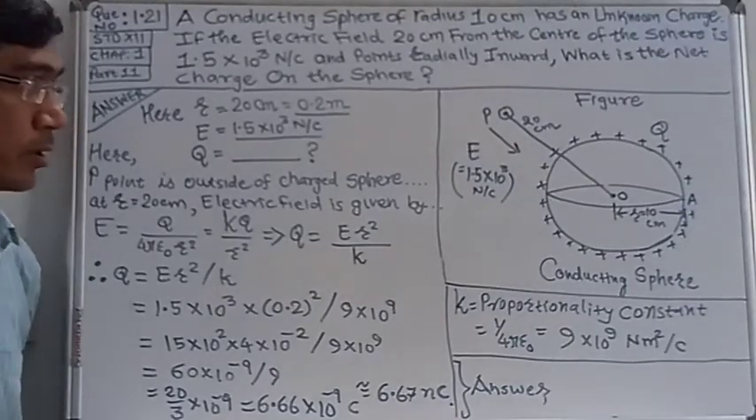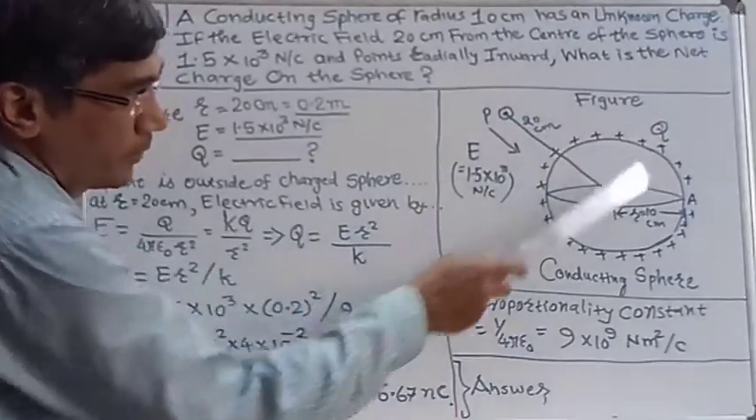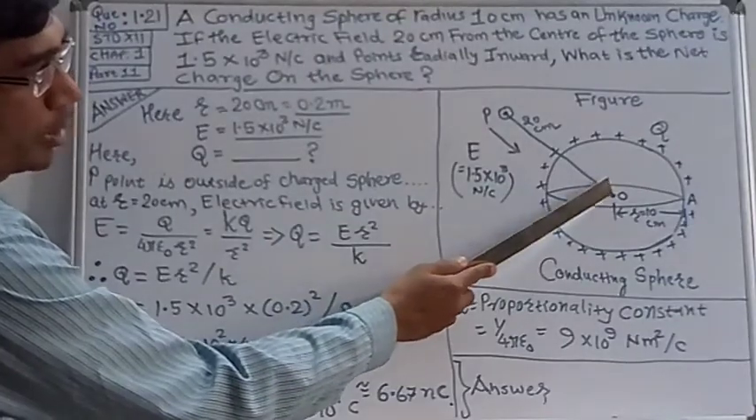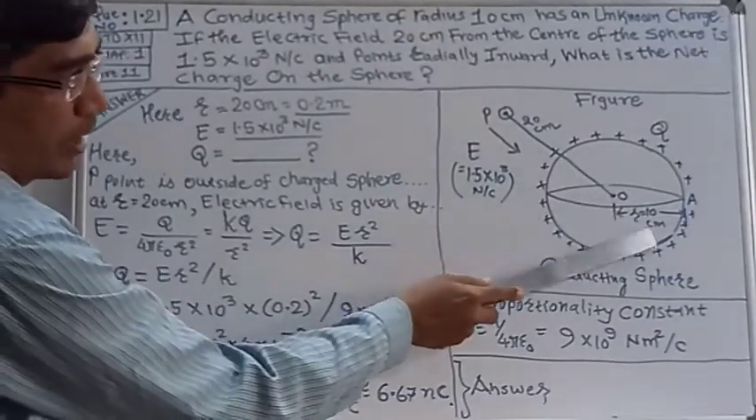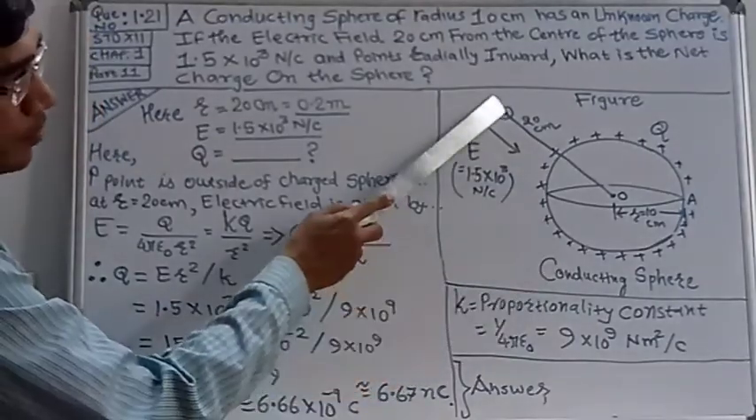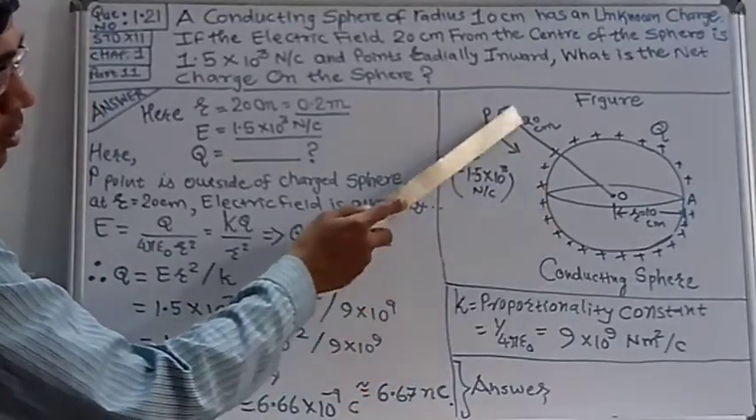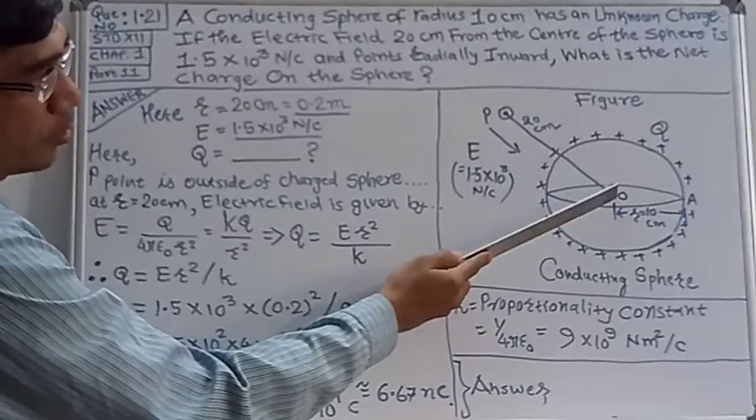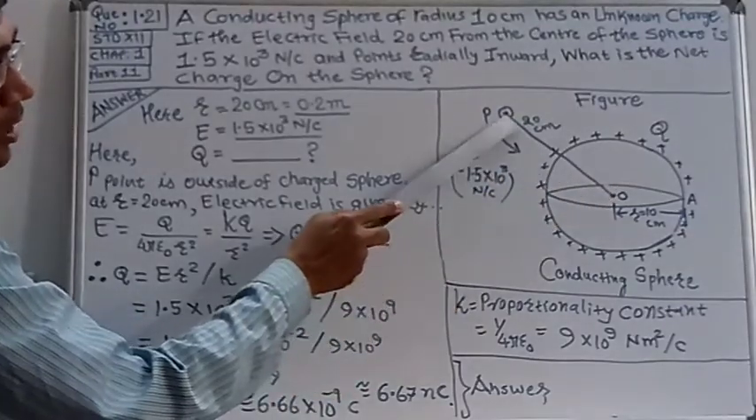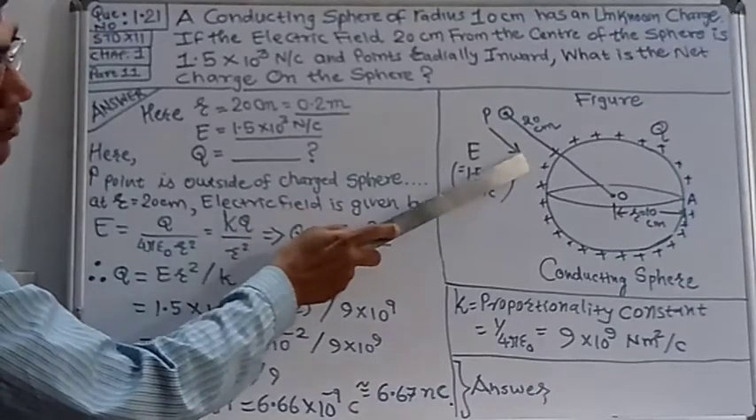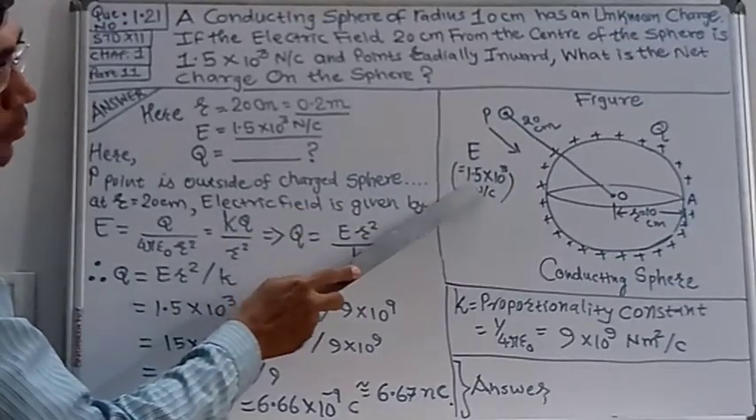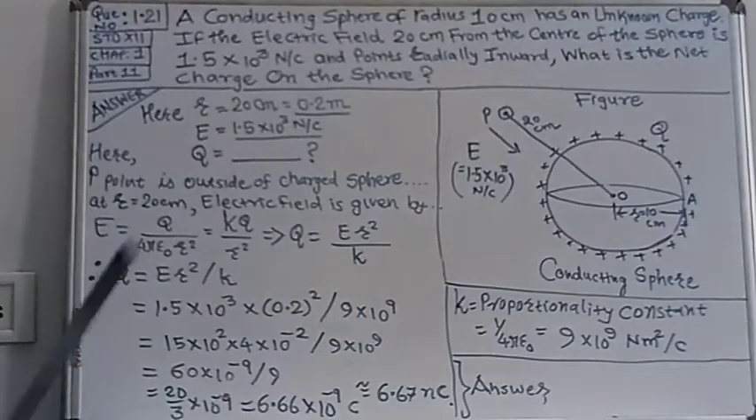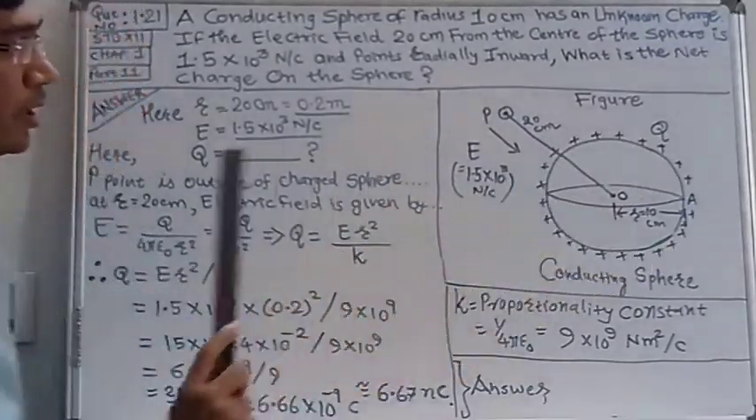So here one rough figure is given. This is the conducting sphere. At the center we are taking the point O, and the radius of this sphere is 10 cm, and the point P outside the sphere is 20 cm from the center O. So at point P, 20 cm away, the electric field is inward and has a value of 1.5 into 10 raised to 3 Newton per Coulomb. So what is the charge on this sphere, that we have to find out.